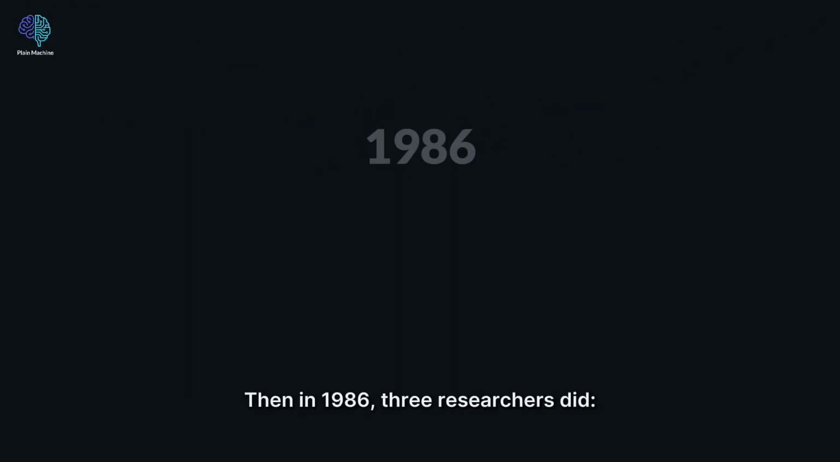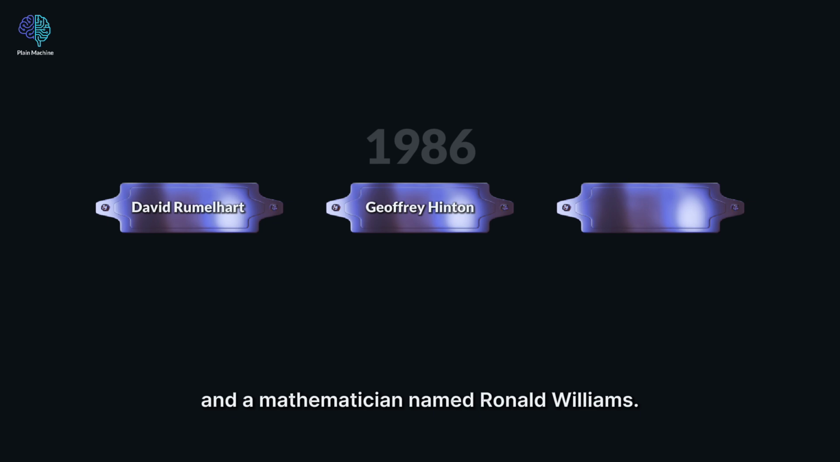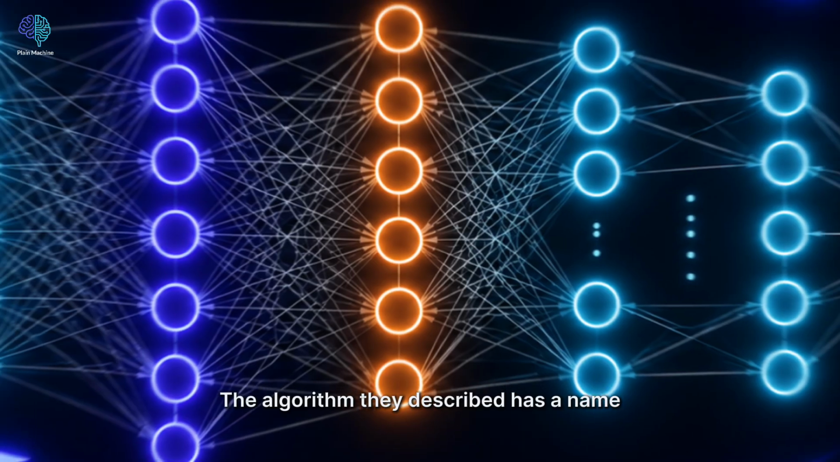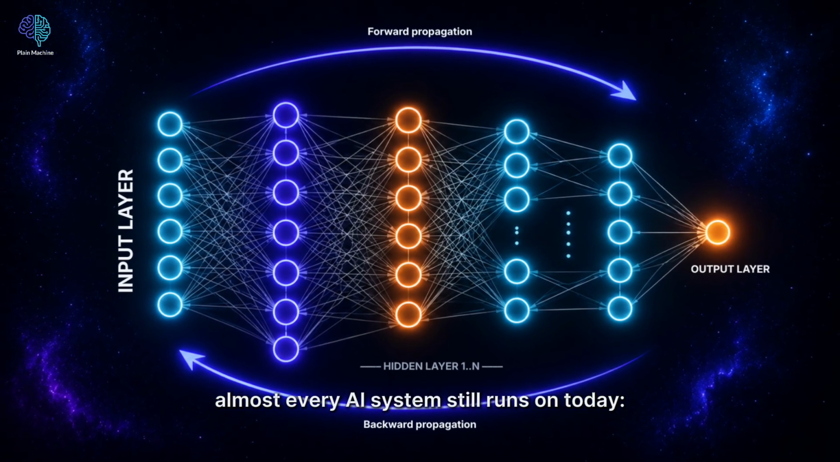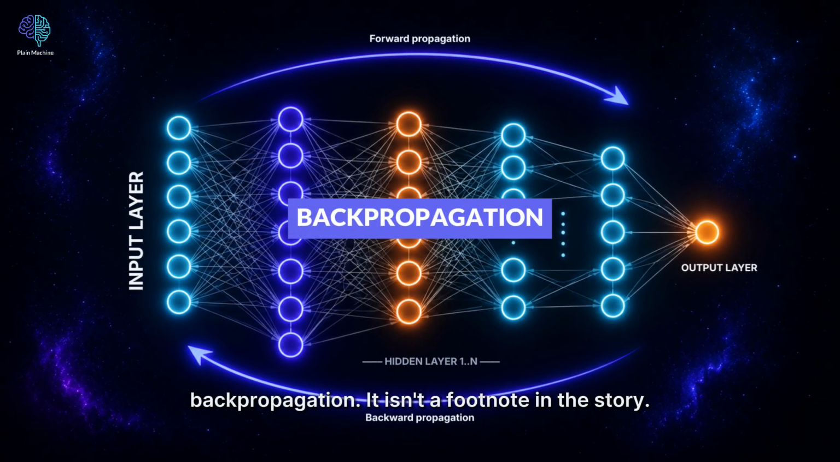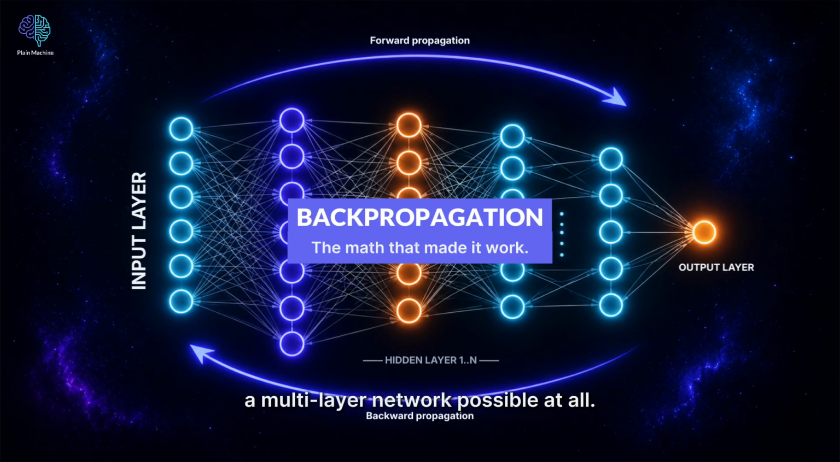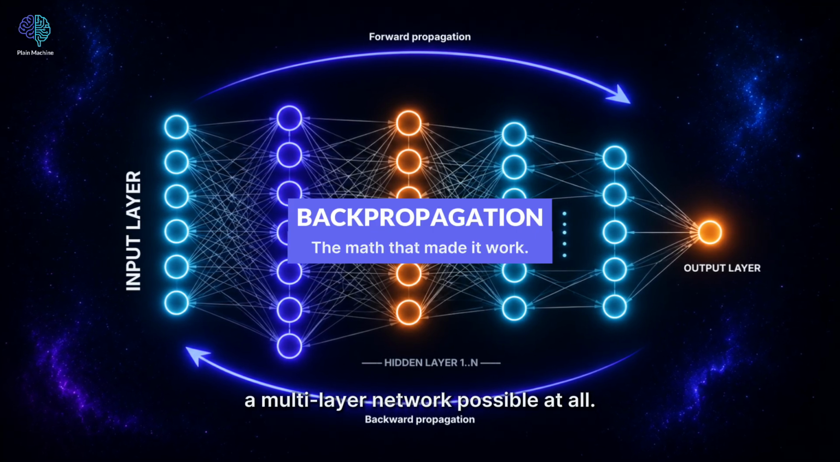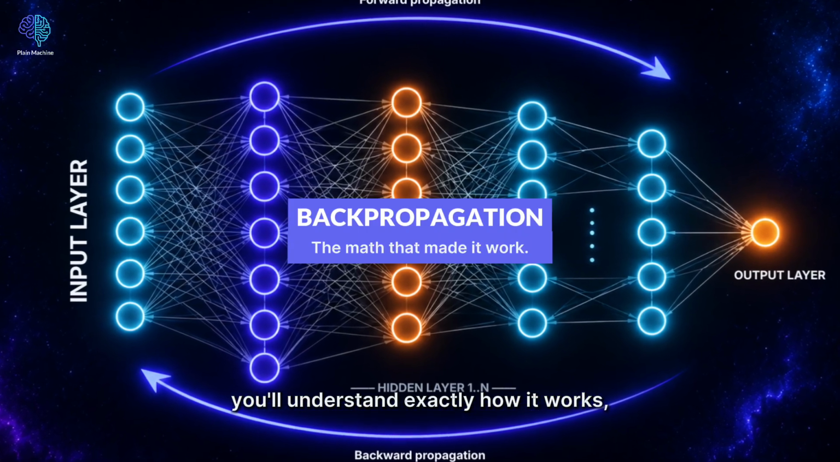Then, in 1986, 3 researchers did: David Rumelhart, Geoffrey Hinton, and a mathematician named Ronald Williams. The algorithm they described has a name almost every AI system still runs on today: backpropagation. It isn't a footnote in the story. It's the specific piece of math that made training a multi-layer network possible at all. By the end of this video, you'll understand exactly how it works. No equations required.